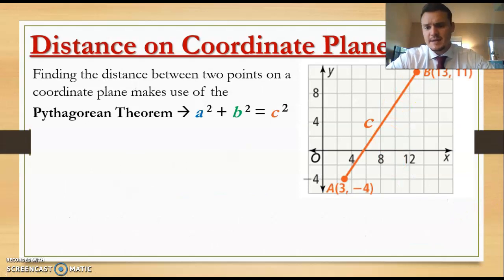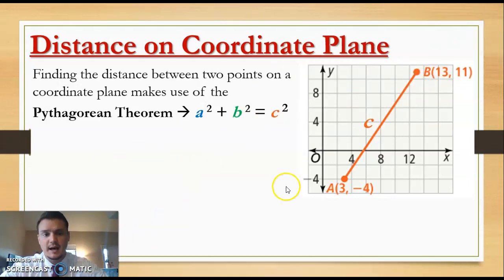All right. Now, this is basically what you're going to have to do on the assignment, which is calculate the distance between 2 points on a coordinate plane. So here, we have this graph where A is located here and B is located here. Now, finding the distance between 2 points on a coordinate plane actually makes use of the Pythagorean theorem. The Pythagorean theorem, if you don't recall, is a squared plus b squared equals c squared. This can only be used if we're dealing with a right triangle. So, if we want to know the length of this line, the distance between A and B, it works like this.